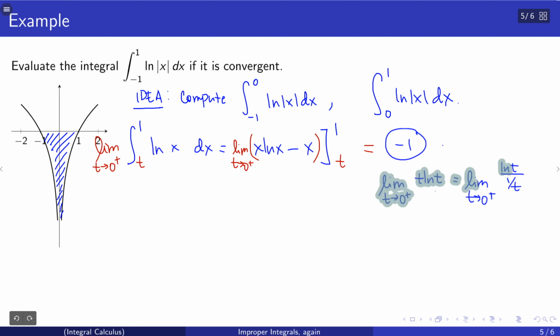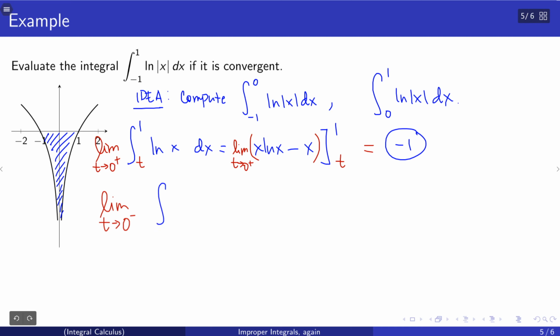And you can do a similar calculation for the other side, on the negative side of this. But, I mean, you already know from symmetry that's also going to be a -1. It's the exact same area. You just reflected everything across the y-axis. But yeah, I mean, try it out yourselves. The limit as t goes to 0 from the left now. Have the integral from -1 to t ln absolute value of x dx.